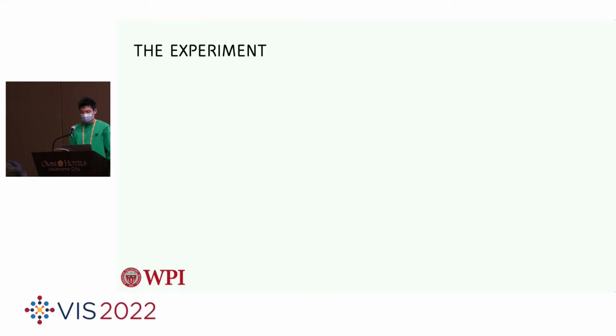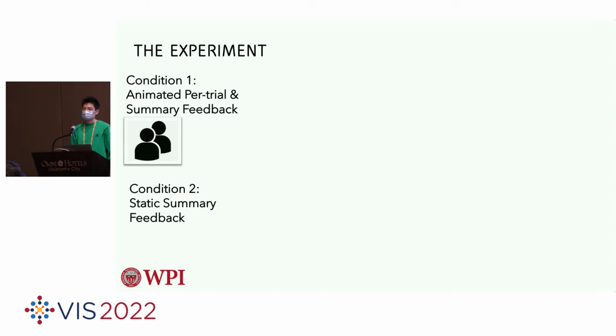After designing and implementing this feedback mechanism, we launched an online crowdsourcing experiment. The experiment has two conditions. In condition one, the participants receive animation per-trial feedback and animation summary feedback. In condition two, participants just receive static summary feedback.